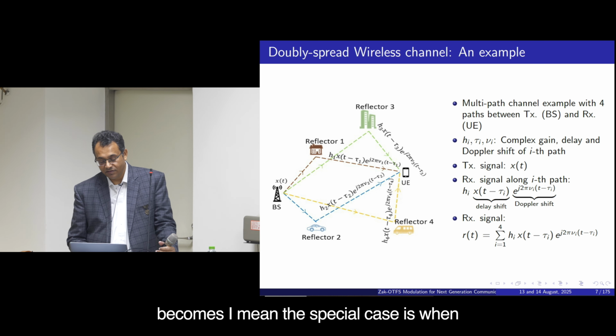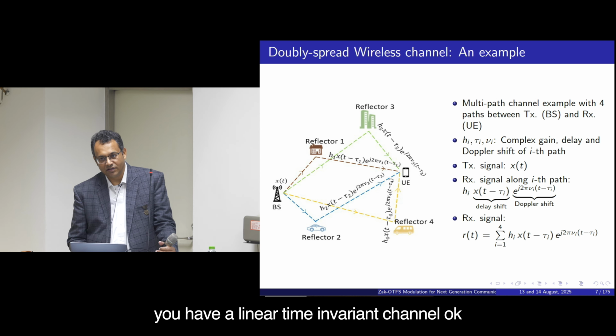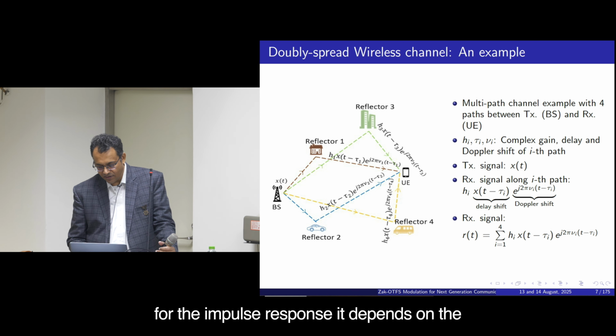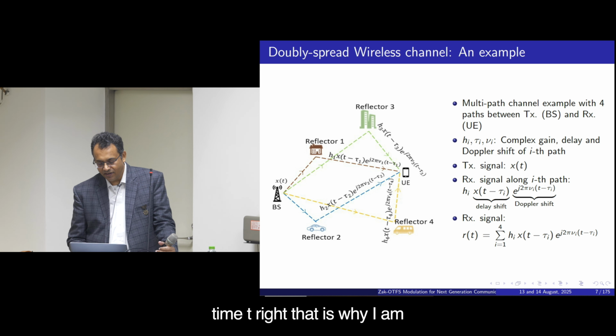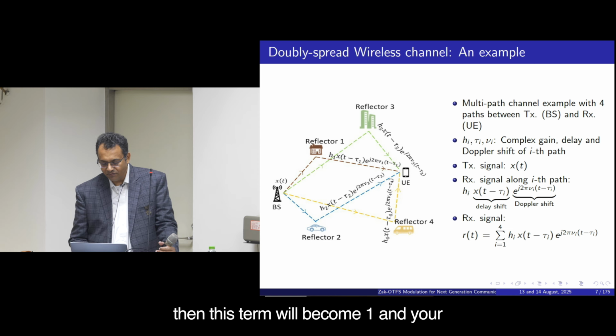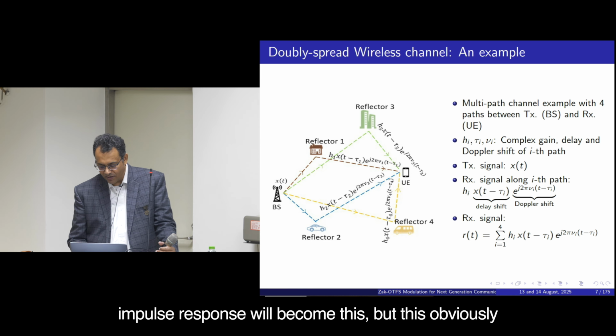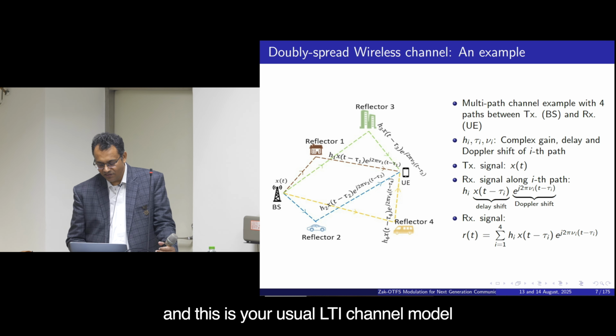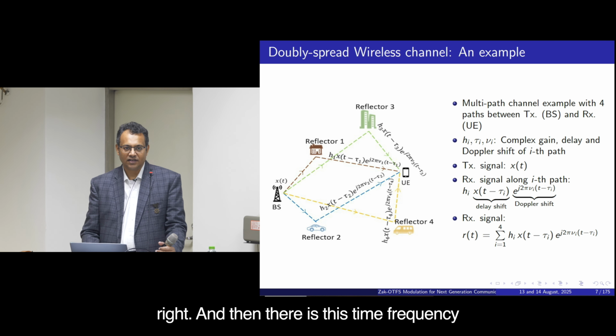The special case is when you have a linear time invariant channel, okay, and which will happen when these nu_i's, if you see in this equation for the impulse response, it depends on the time t, right. That is why I am calling it a time varying impulse response, right. But if you make these nu_i's to be 0, if there is no Doppler, then this term will become 1 and your impulse response will become this. But this obviously does not depend on t in that case. And this is your usual LTI channel model, right.